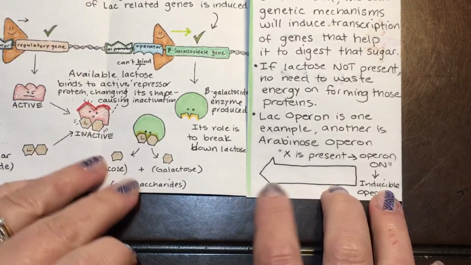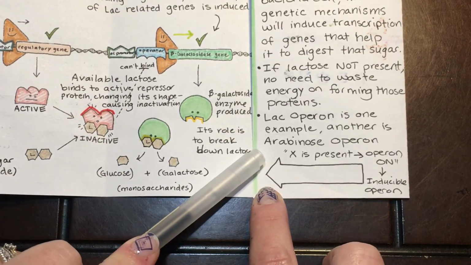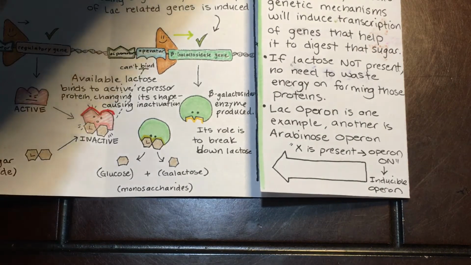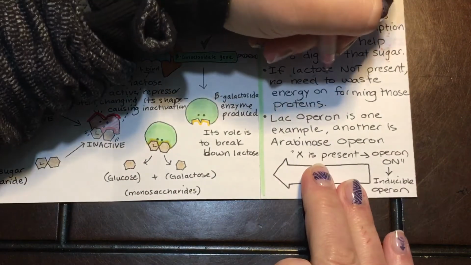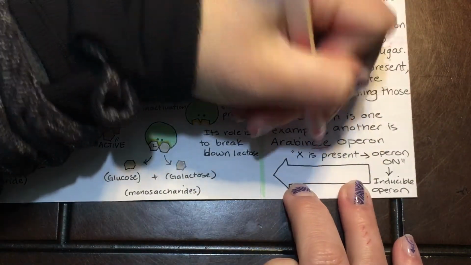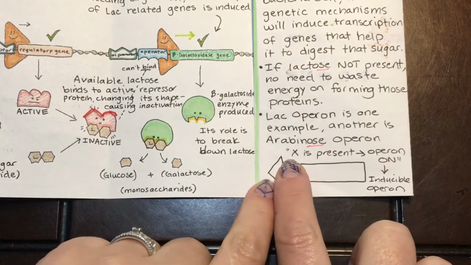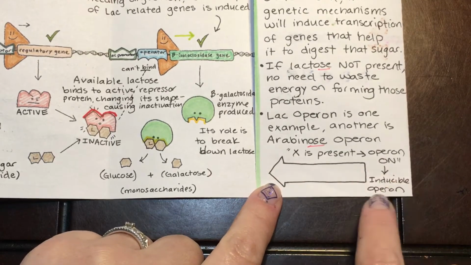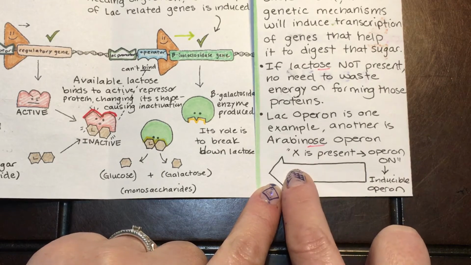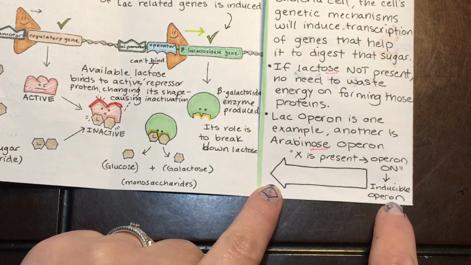Another example that is pretty popular, that they love to throw you a curveball on the AP test, is the arabinose operon. So it's still just another sugar. Don't forget that sugars end in -ose, like lactose, and here's arabinose, another kind of sugar. But here's the little phrase: X is present, operon is on. That means it's an inducible operon. So if your molecule in question is present and the operon is on, it would be classified as an inducible operon.